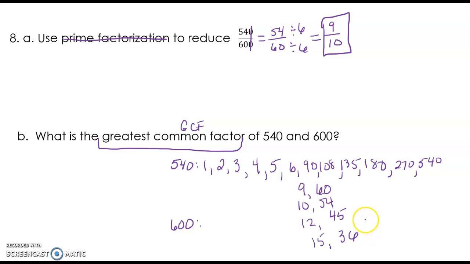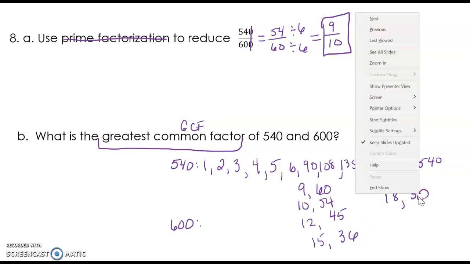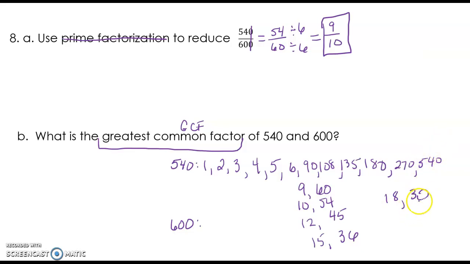Okay. 540 divided by 16? Oh, it's divisible by 18. So 18 and 30. I'm not sure how far. We're just going to go up to 9. Oh, that's 30. 540.